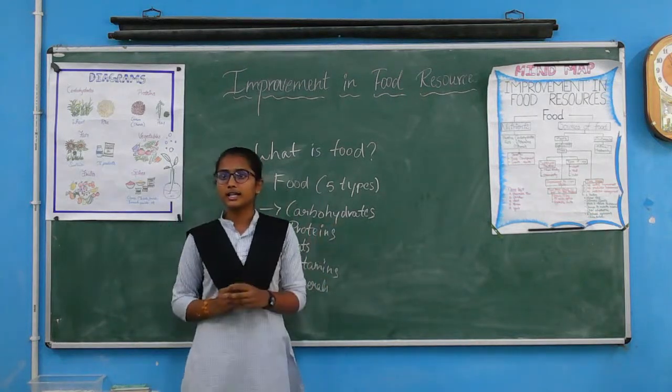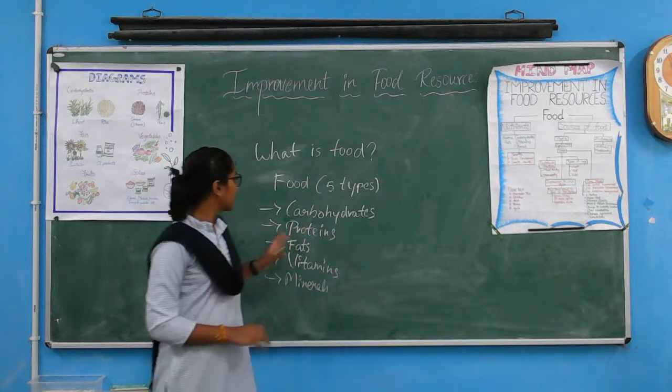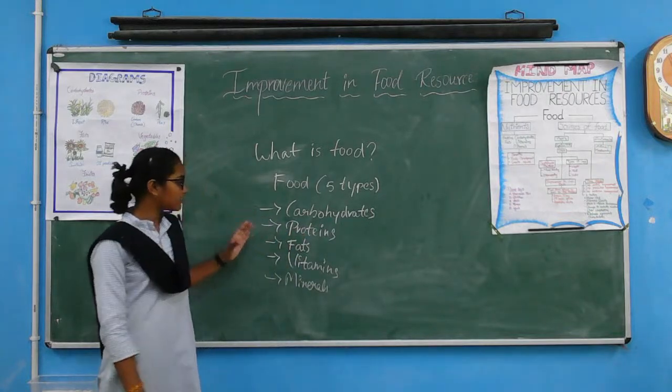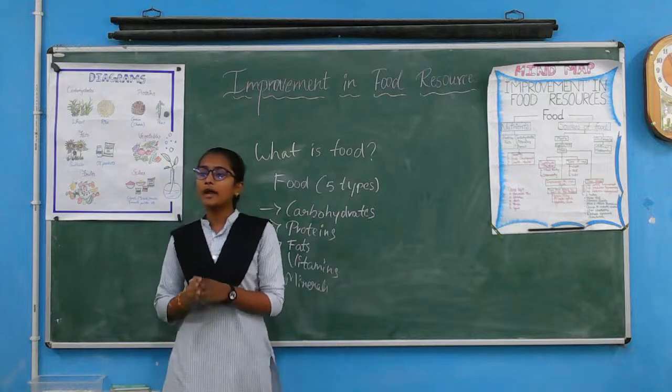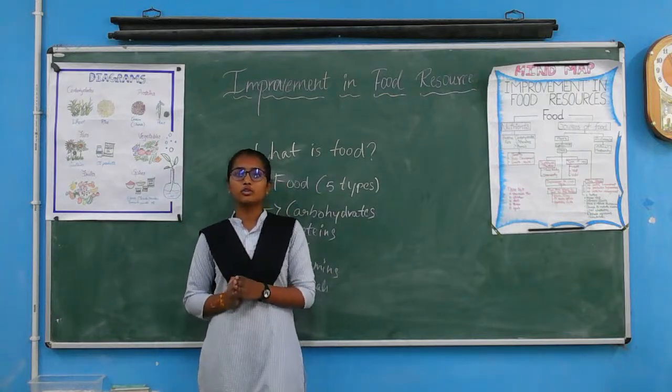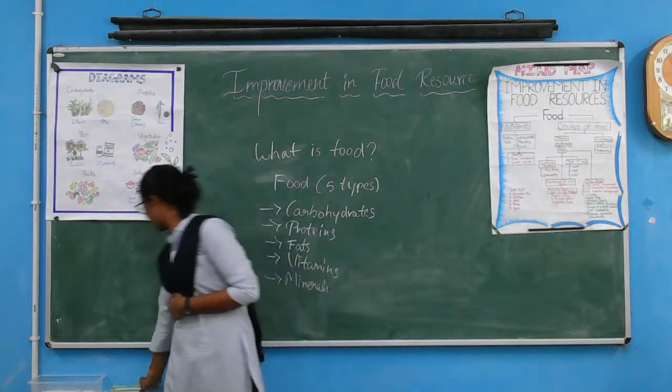So, food contains 5 types of nutrients. They are carbohydrates, proteins, fats, vitamins and minerals. Now, I will tell you about what are the sources through which we get food.